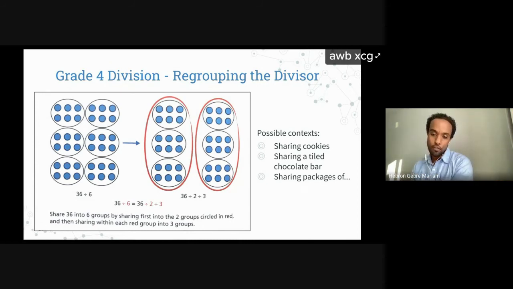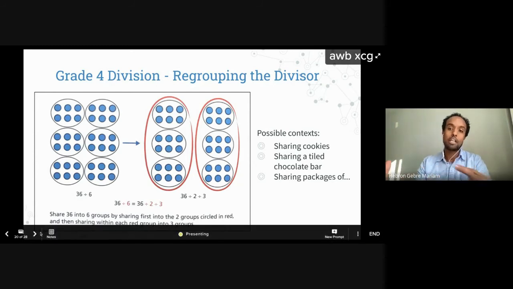So contexts for this are maybe you're sharing cookies. Those chocolate bars that come in those little tiles that perfectly break off? Maybe you're sharing one of those. Or packages of, right? There's package scenarios related to food or other things, boxes that might be good context for students to engage with for regrouping the divisor.